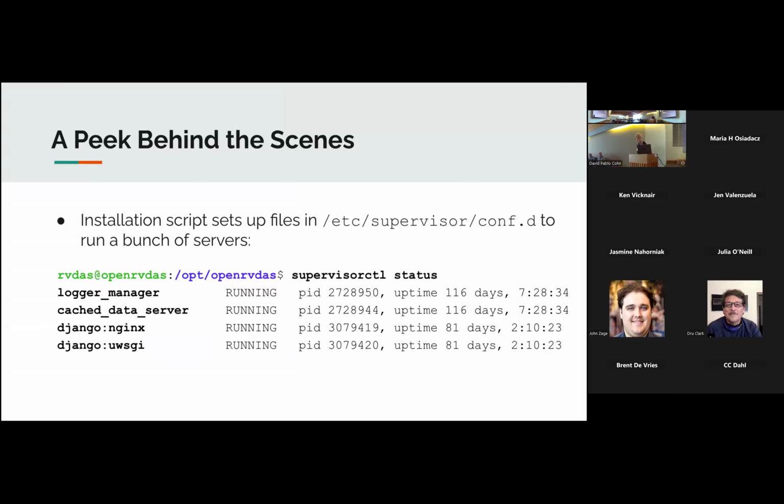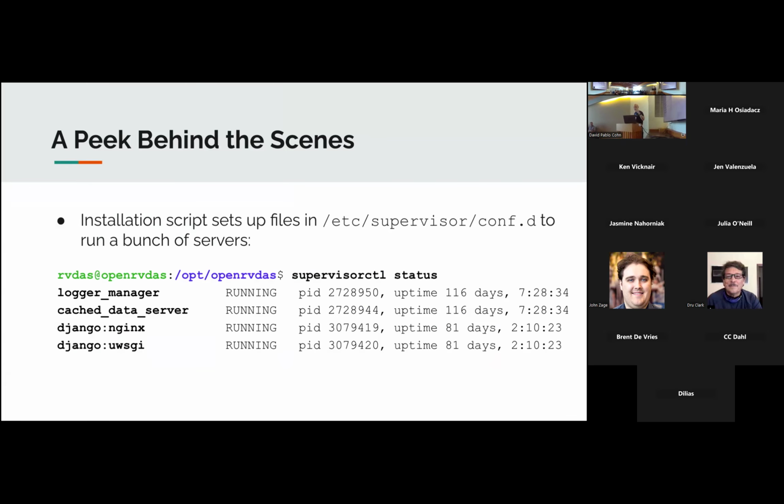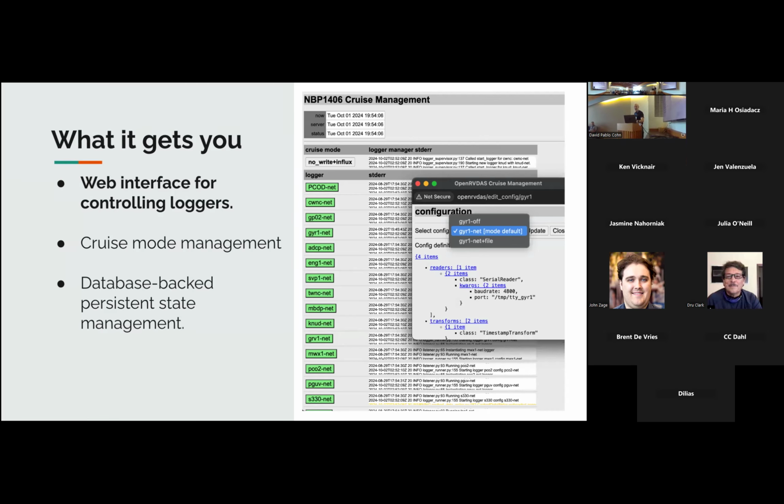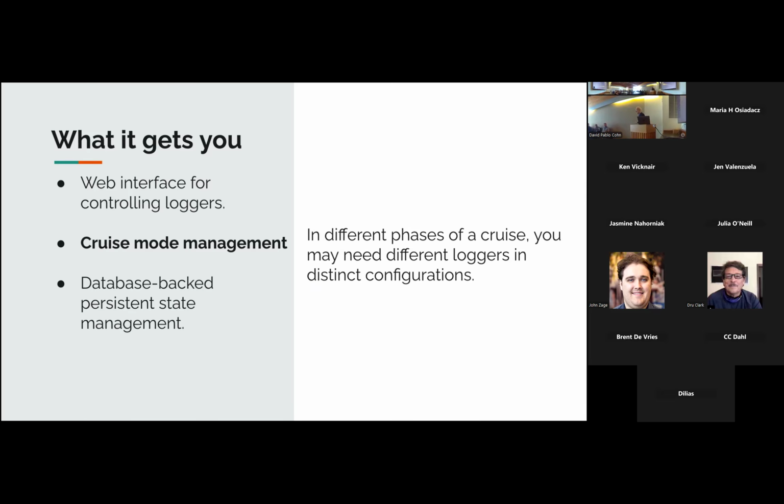Behind the scenes, what's going on in a normal default installation is there's a Linux supervisor daemon. Basically, the installation script sets up the supervisor daemon to run the logger manager, a thing called the cache data server, which we're going to talk about in a little while, and then the front end and interface. What this gets you is a web interface for controlling, that's the top thing on the diagram. So you can see what the status of your different loggers is. You can change them. You can start and stop things. It gives you cruise mode management.